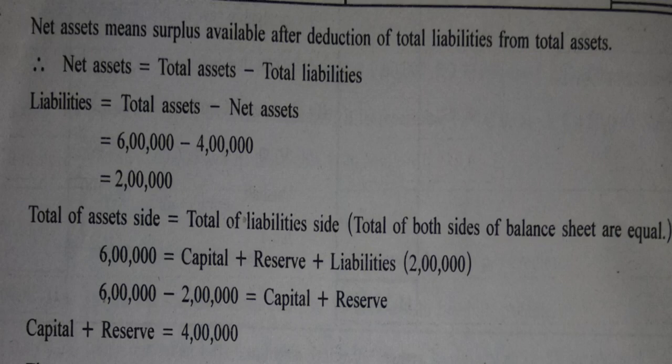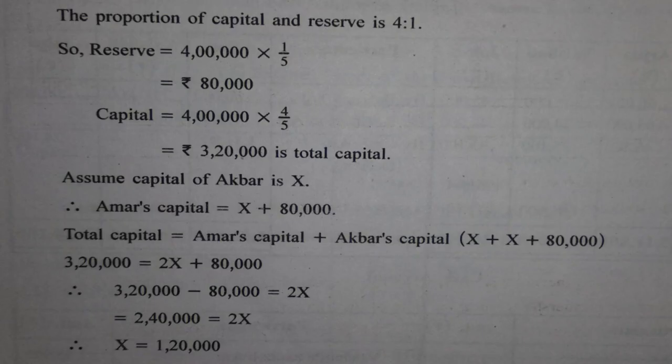4 lakh is about what? Is about capital. Capital of whom? Of Amar and Akbar. And the reserves. So 4 lakh is the amount of capital and reserve. Now we are supposed to find out what is the amount of capital from 4 lakh and what is the amount of reserve. So for that we are already provided with an information that the proportion of capital and reserve is 4:1.